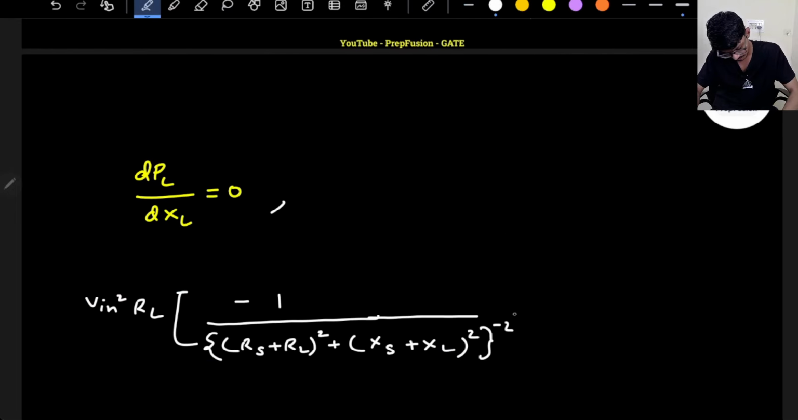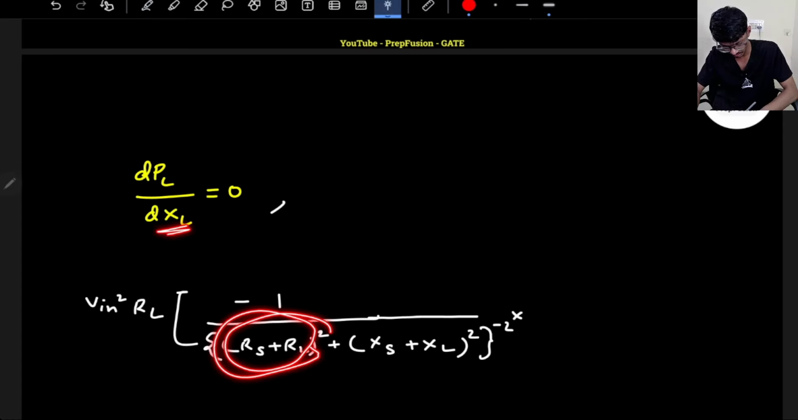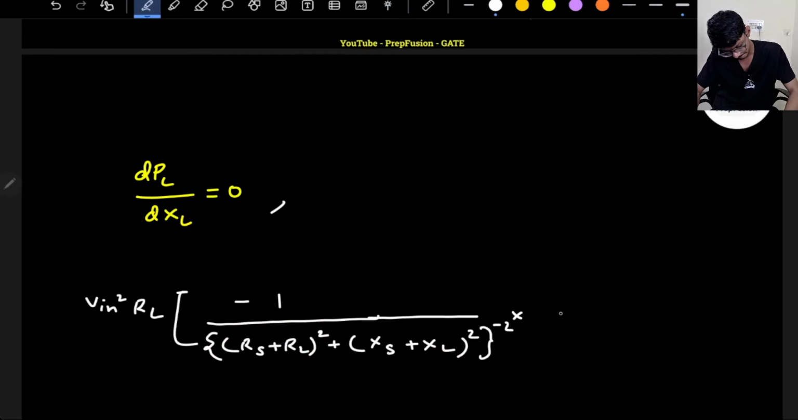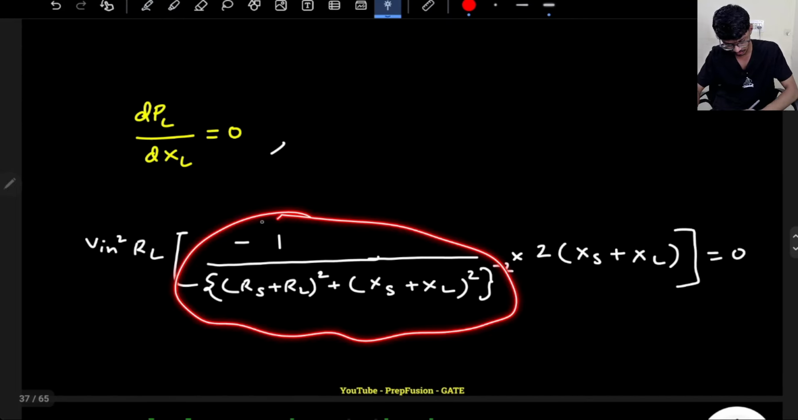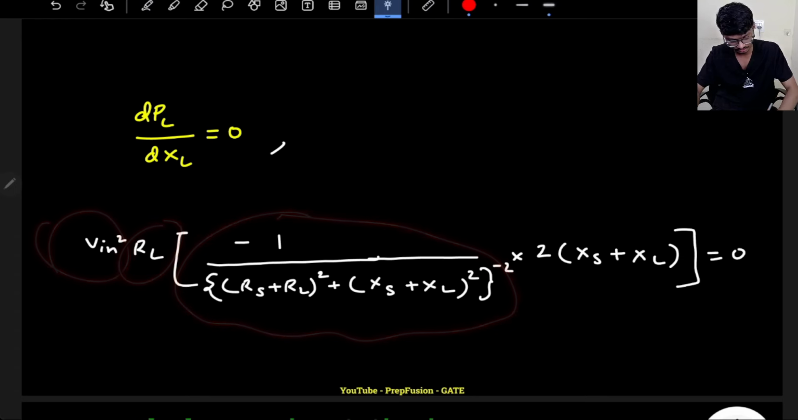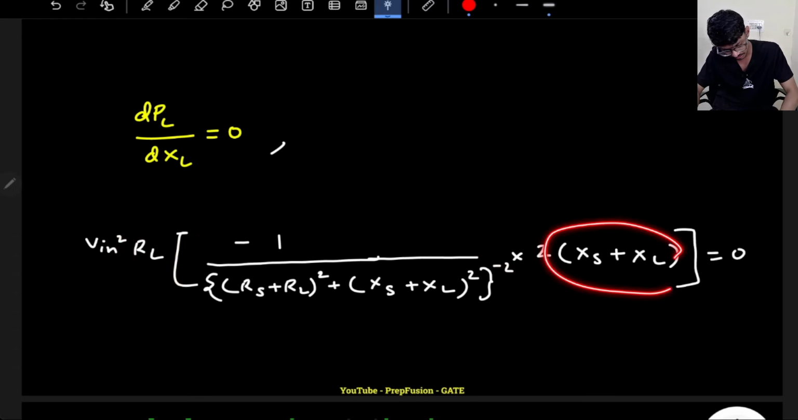So the differentiation of the inside function: this is just a constant, I will treat this as constant because I am differentiating with respect to XL. The differentiation here will be 2 into (XS plus XL), equals to 0. Now of course this whole thing can never be 0. Vin is not 0, RL is also not 0. So what can go 0? This can go 0, right?